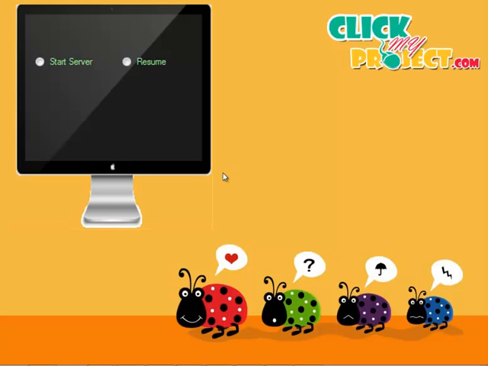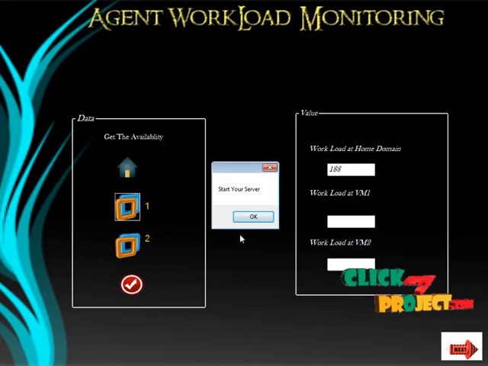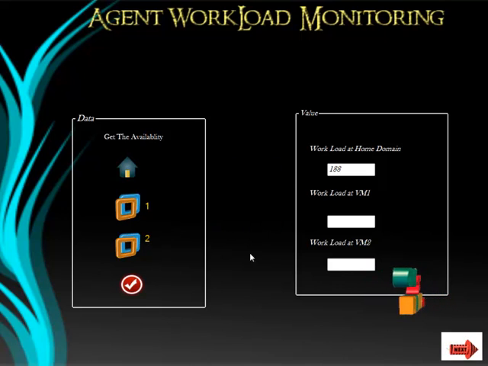My server has been started here. I am clicking the start server button. Now I am getting the availability for the home domain. So now the workload which I got is 188. Same process, I have to find the workload for VM1 and VM2.